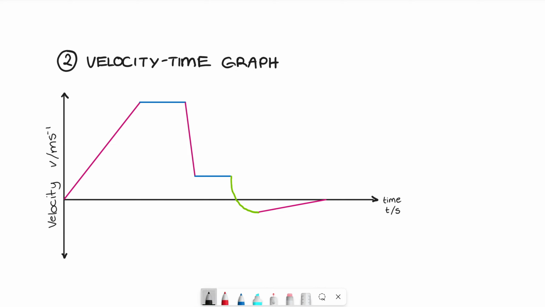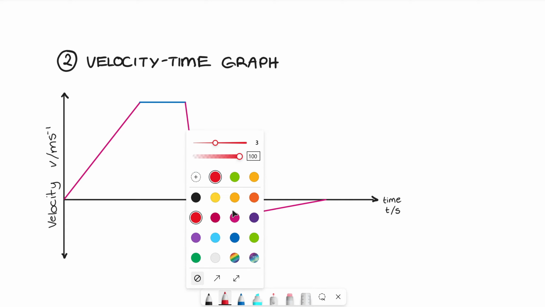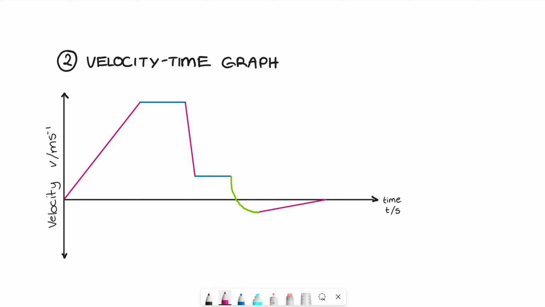Okay, same scenario. This time, we need to be mindful that we have velocity and not displacement. So a straight line, this pink part, let me change my color to a matching color. The pink part is showing a change in velocity, right? We're starting at 0 velocity and we're going up to whatever value of velocity over a certain amount of time.